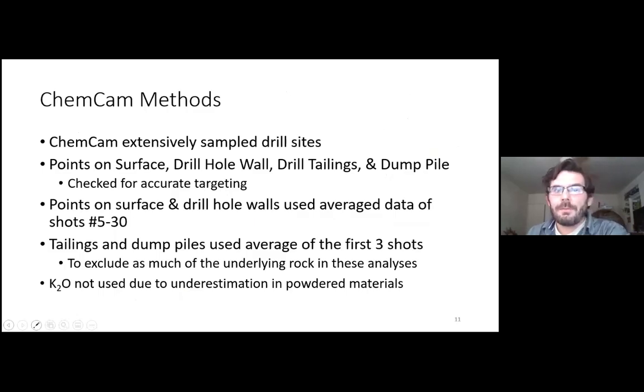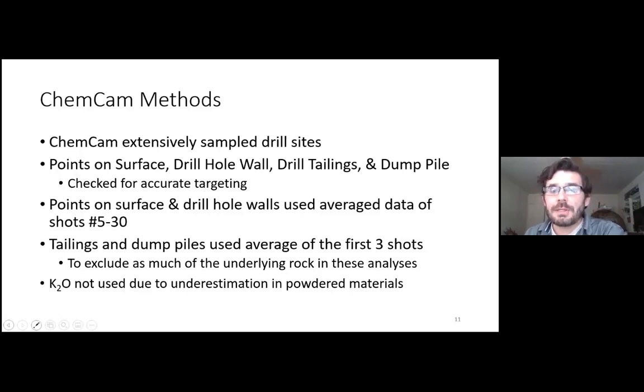Okay, so like I said, ChemCam extensively sampled most of these sites with points on the surface, the drill hole wall, the drill tailings, and the dump piles. I checked every single point for accuracy. Sometimes you try to shoot into the drill tailings, and since the last image came down, the wind blew it a little bit, or just your aiming was a little off, and so you get a few points on the surface. Or you try to shoot down the drill hole wall, and you're just a little too high on the first few shots, so you shoot into the tailings. So I made sure all the points were moved around to best represent where they're supposed to be.